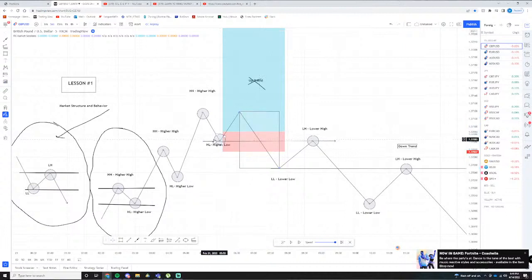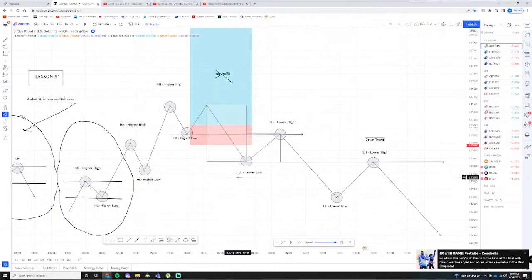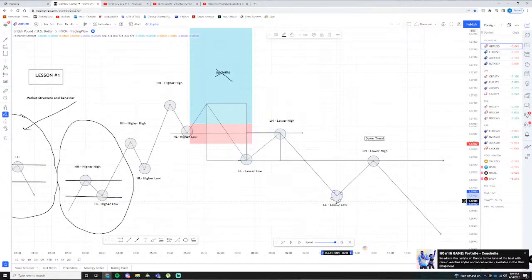We see price break beneath this higher low to then make a lower low, which will give us our lower high. But is that enough information? Just seeing up until this point right here. Is that enough information to say, okay, you know what? Price broke out. It created a lower low. It just made a lower high. I'm expecting a new lower low.